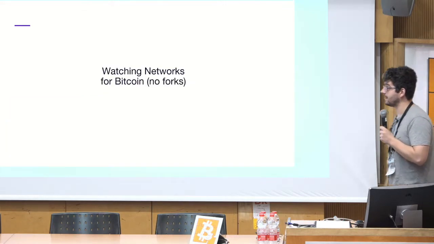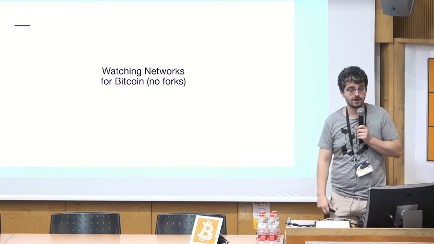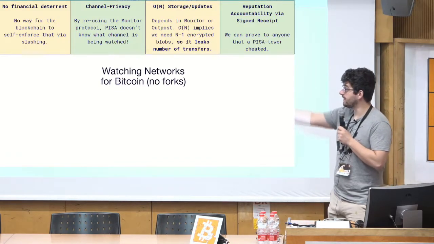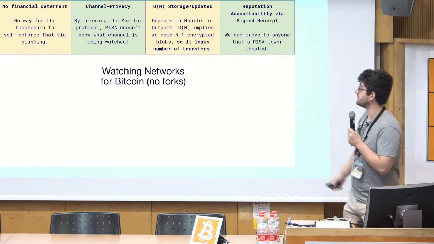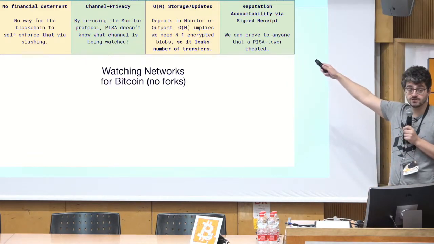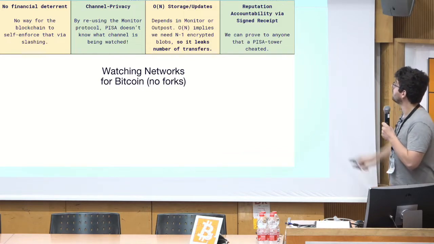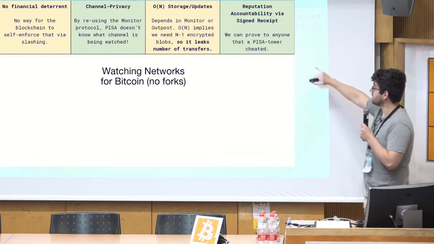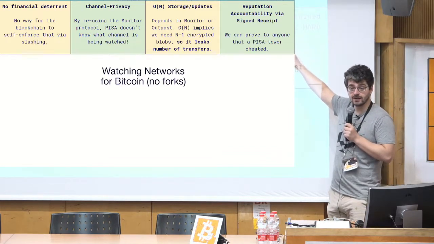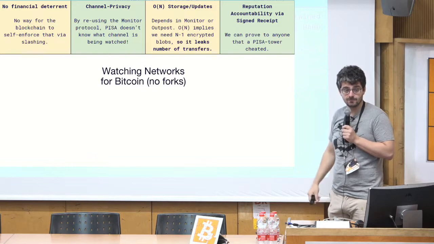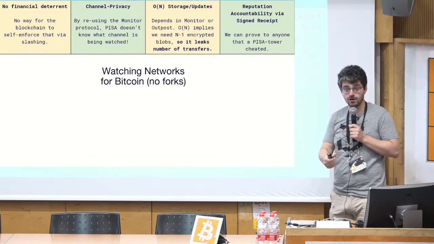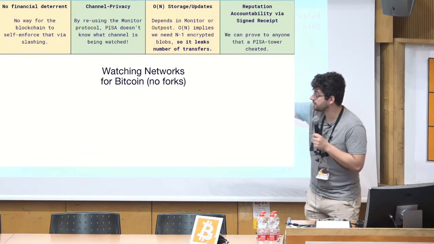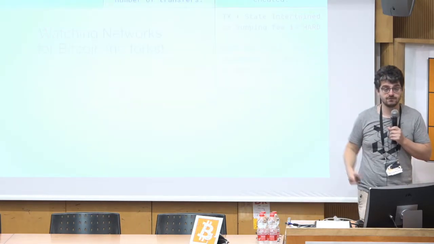Now, what I want to highlight is, what are watching networks for Bitcoin like today, given everything I just presented? Okay, so there's no financial deterrent. We have channel privacy. Today, there's order N storage, which is a bit annoying for a watchtower. We can achieve reputation accountability. What is annoying is that the transaction and the state are still intertwined, so we can't bump the fee. Replace by fee either doesn't work or is extremely awkward, and that's a big problem for watchtowers. But we can do this fair exchange of payment and signed receipt via Lightning.